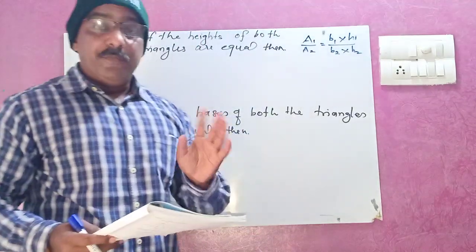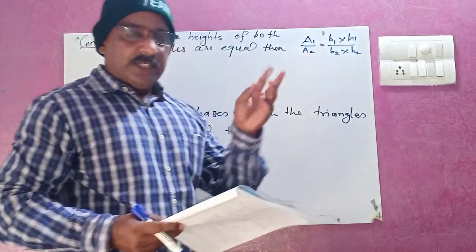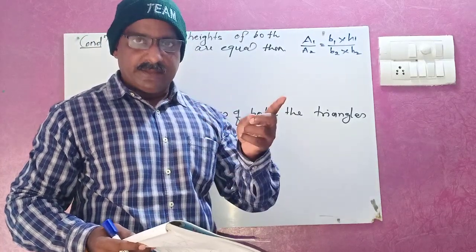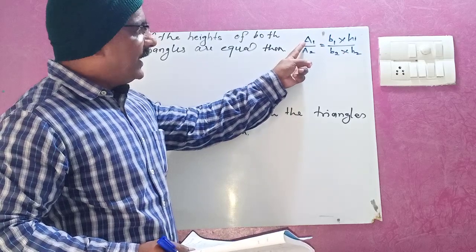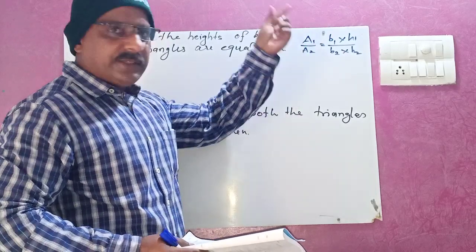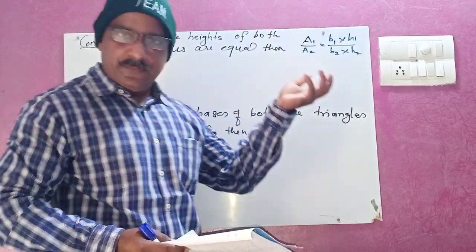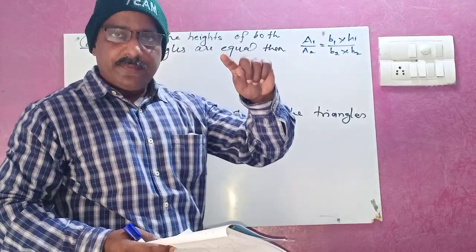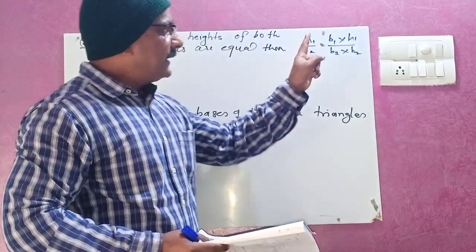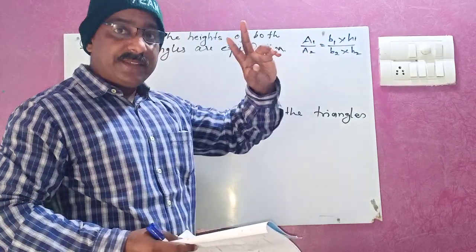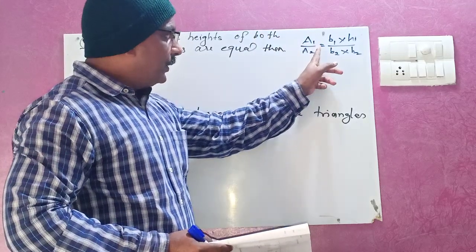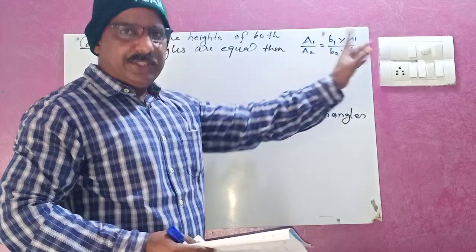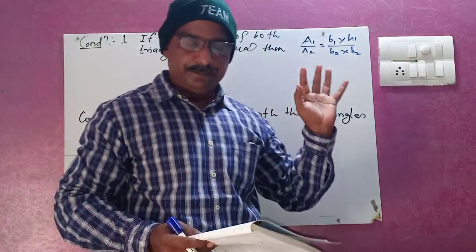So children, how will we conclude this? When two triangles have different bases and different heights, I represent the area of the first triangle as A1 and the area of the second triangle as A2. So the ratio of areas of two triangles, A1 upon A2, which have different bases and different heights, is equal to B1 into H1 upon B2 into H2. This is condition number 1.